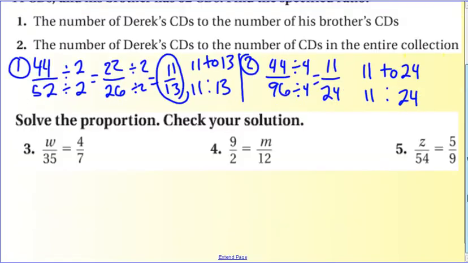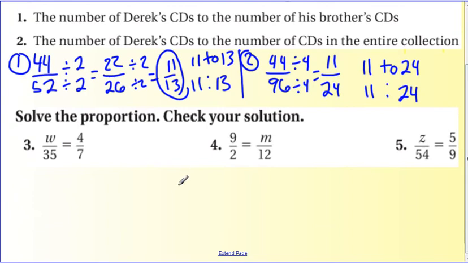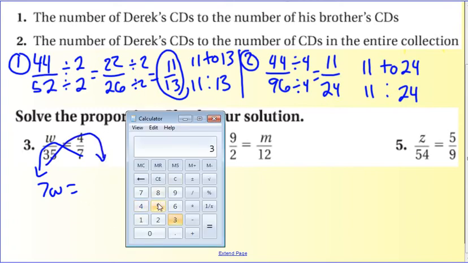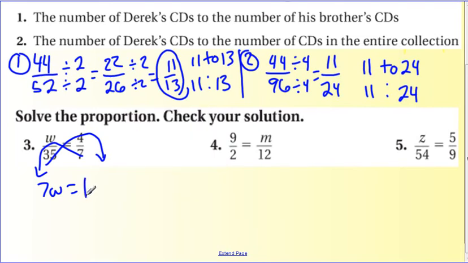Numbers 3, 4, 5, we're going to just cross multiply. So we take 7 times W is 7W. We take 35 times 4, which will be 140, I think. 35 times 4, 140. Divide by 7 here, divide by 7 here, and W equals 20.